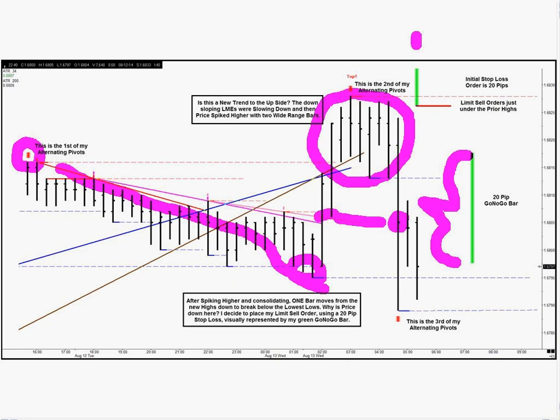Can I miss the trade? Absolutely. But remember, missing the trade is just an opportunity loss. It's not P&L, or profit and loss. Better to miss an opportunity than take a crappy entry and get stopped out.